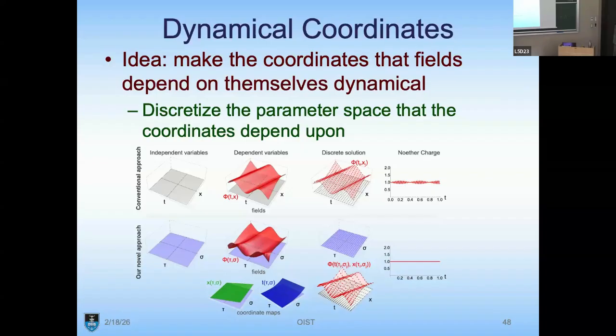And now I'm going to discretize in a trivial way my tau and sigma unphysical parameter space, allow my coordinates x and t to be determined dynamically, as well as my field, and now I have exact symmetry preservation.